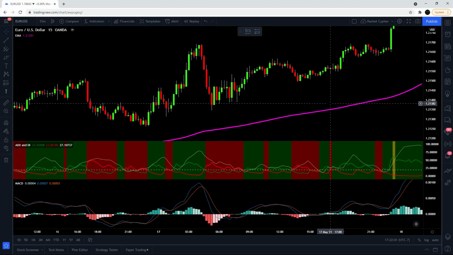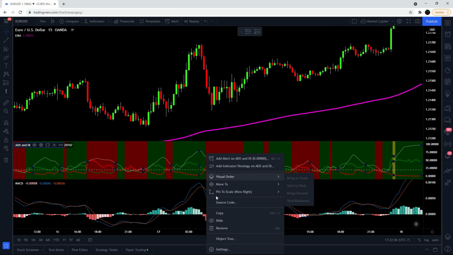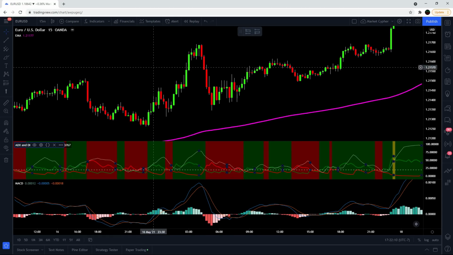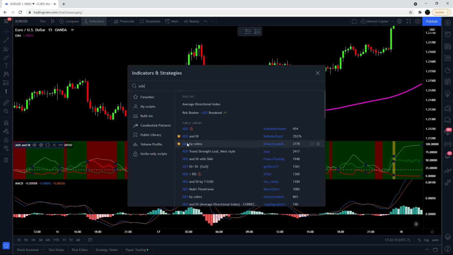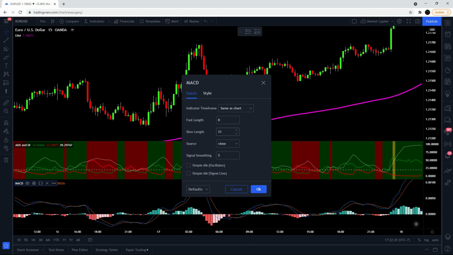Let's go over the different settings on the indicators. So we have the ADX here, and if we click in, we can see that the length is changed to 6. I'll show you which ADX is being used here. It's called ADX by Cobra. And then with the MACD, the settings have been changed as well. So we have 8, 21, and 5.